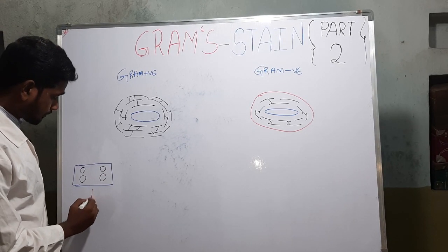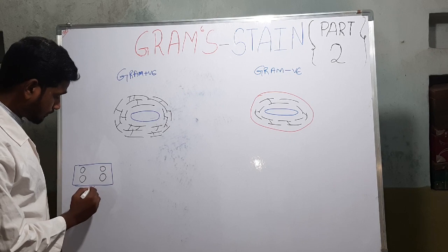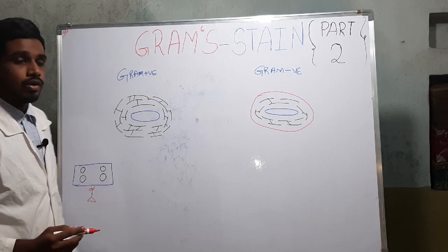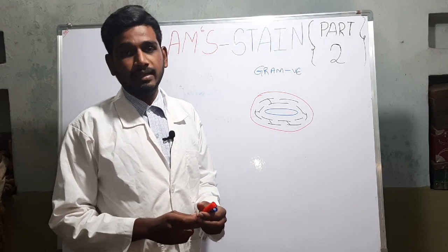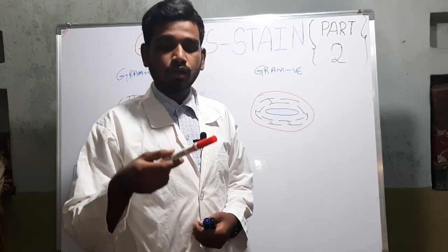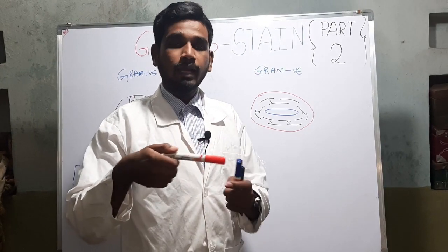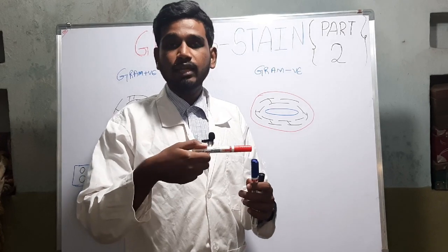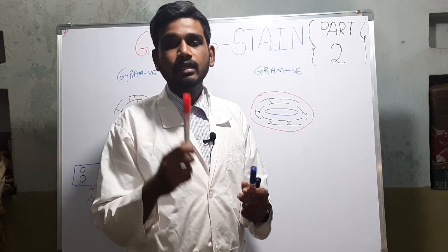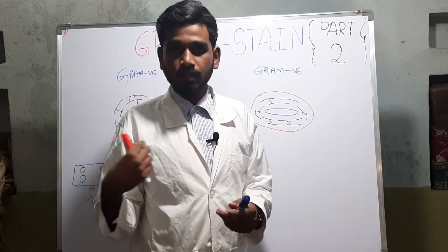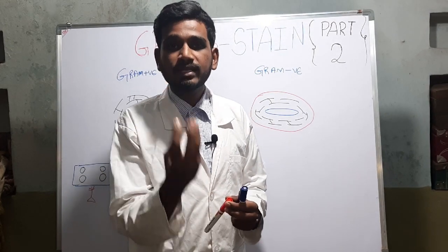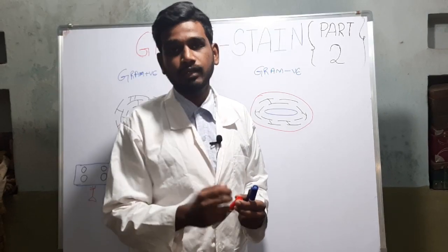Now, heat fixing is generally done with the Bunsen burner flame. You can hold the slide and just pass it through the flame without burning the slide. That is known as heat fixation. That means you are fixing the slide material with the heat.